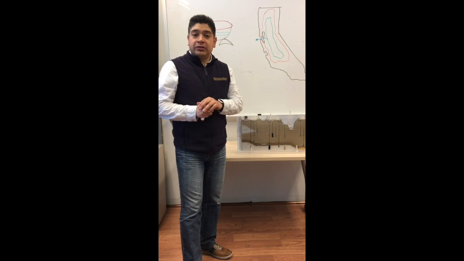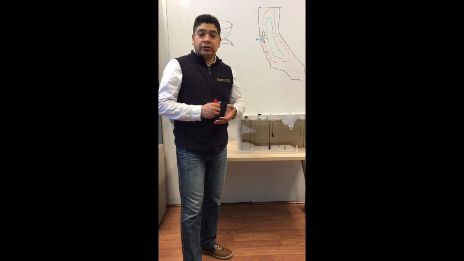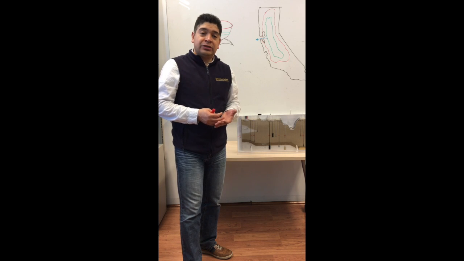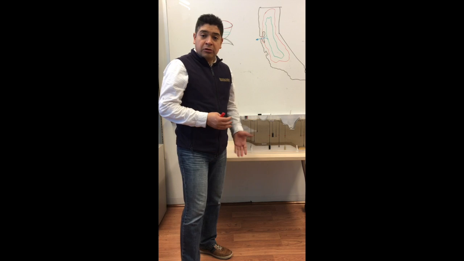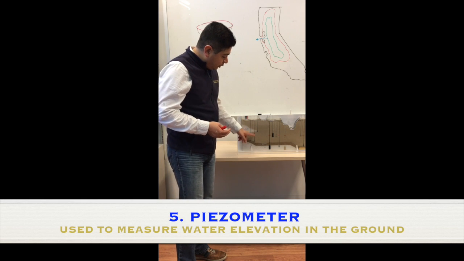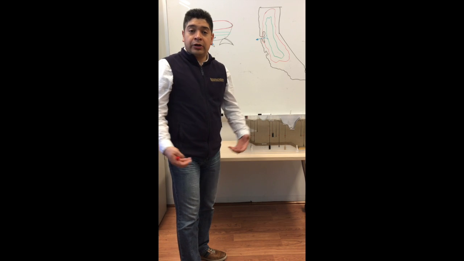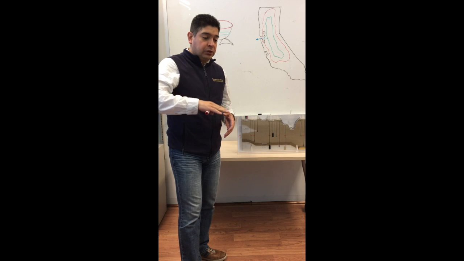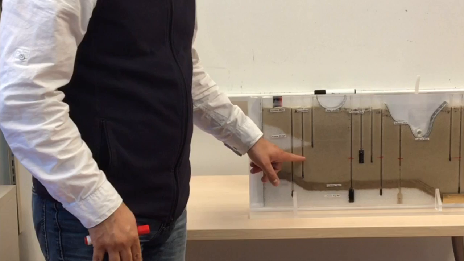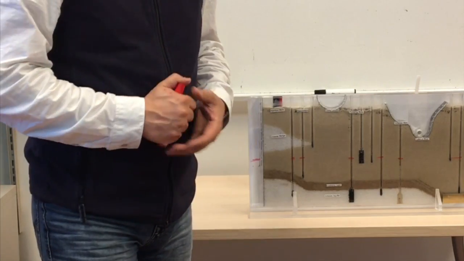So let's talk about piezometers. Similarly to how we use a thermometer to measure temperature, we use a piezometer to measure the water elevation in the ground. What is a piezometer? Basically, you drill a hole in the ground, and then you have a screen where water can get in. As water gets in, it will go as high as the water table in the surrounding soil. That's how we measure the water table.